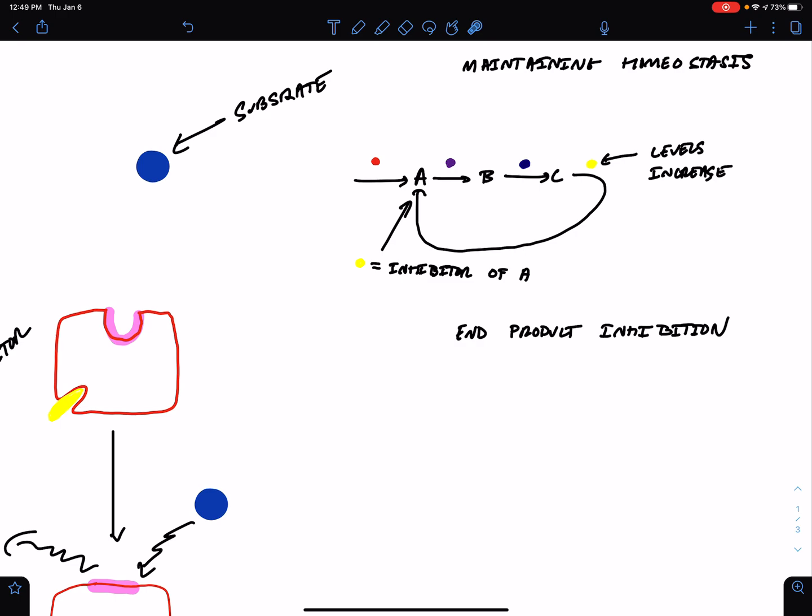So end product inhibition is when the end product of an enzymatic pathway inhibits the pathway from initiating, and so controls the overall amount of end product produced.